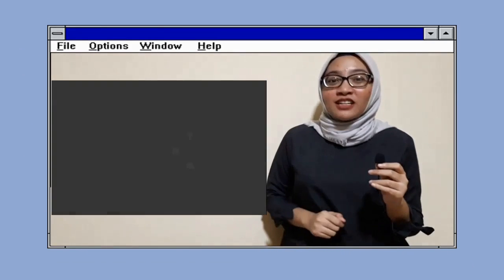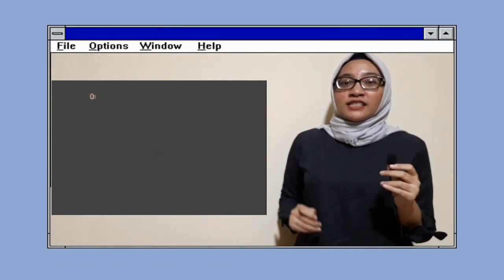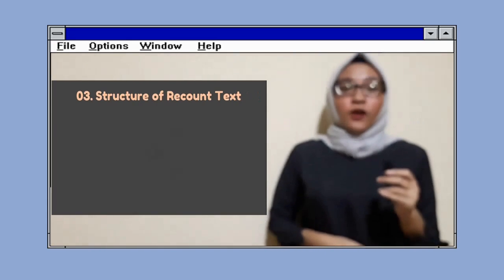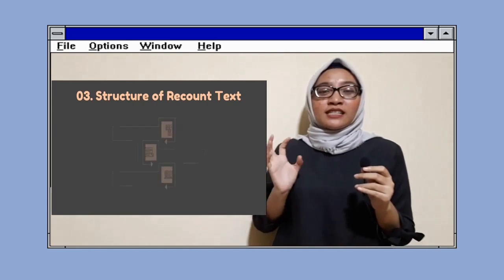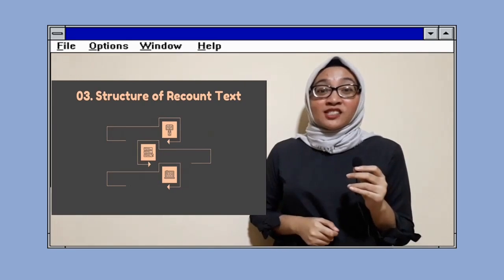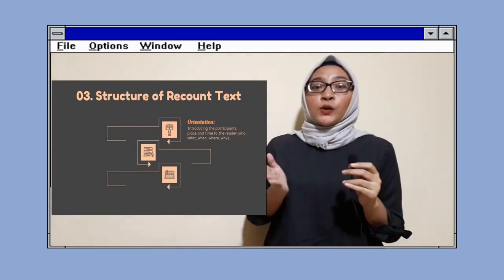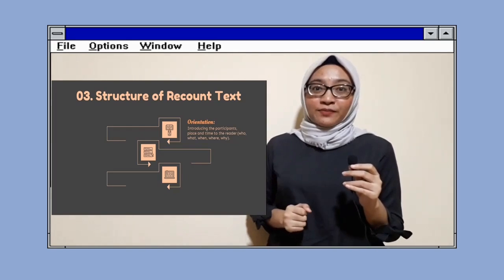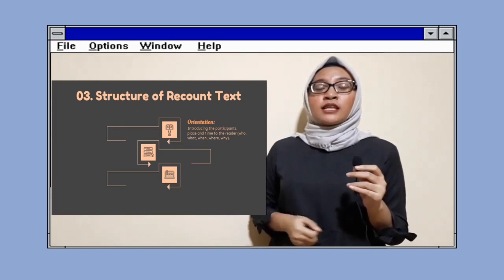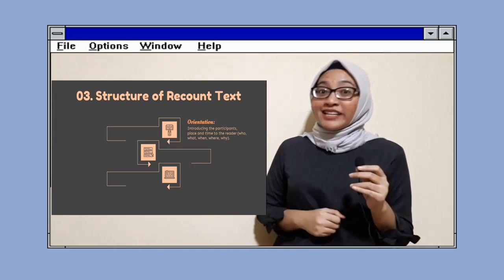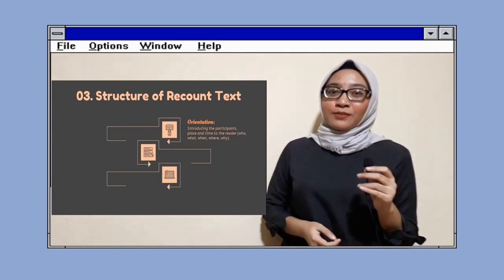The topic is structure. The first one is the orientation. Orientation is also known as the introductory paragraph. So, in the first paragraph, you have to introduce to your reader who is involved in the story. What is your story about, where it took place, when it took place, and why it happened.